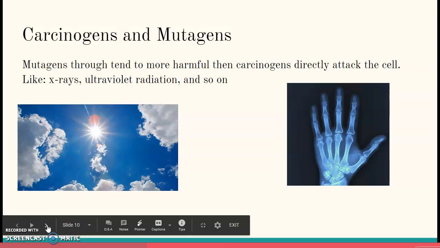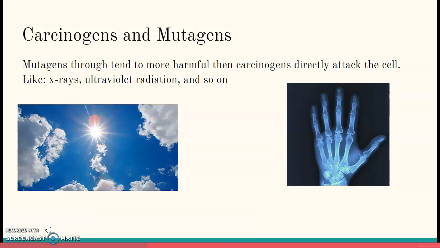And mutagens tend to be more harmful than carcinogens, where they directly attack the cell, like X-rays, ultraviolet radiation, and so on. That is why it's mostly prescribed for you to wear sunscreen no matter your skin complexion whatsoever, because even though our skin tends to be more inhibited to the UVA lights, we can still get skin cancer from too much sunlight. So it is recommended to wear the correct amount of sunscreen.